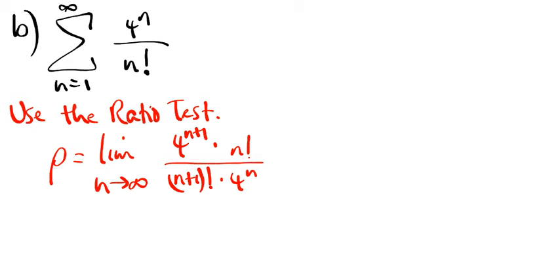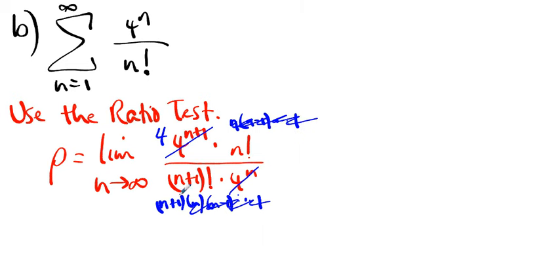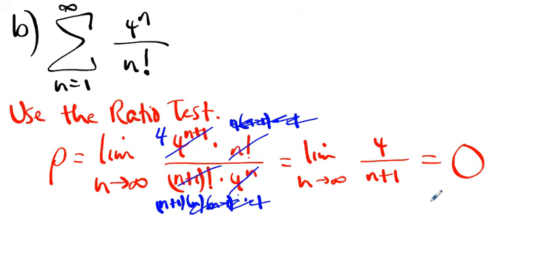So what does that look like? Well, I know that 4 to the n and 4 to the n plus 1 leave you with a 4 in the numerator. I know that this is n plus 1 times n minus 1 all the way down to 1. And this is n times n minus 1 all the way down to 1. So all of these drop out with all of these, and you're left with n plus 1. So this is the limit as n approaches infinity of 4 over n plus 1. And guess what that is, friends? Right. And guess what? That's less than 1.